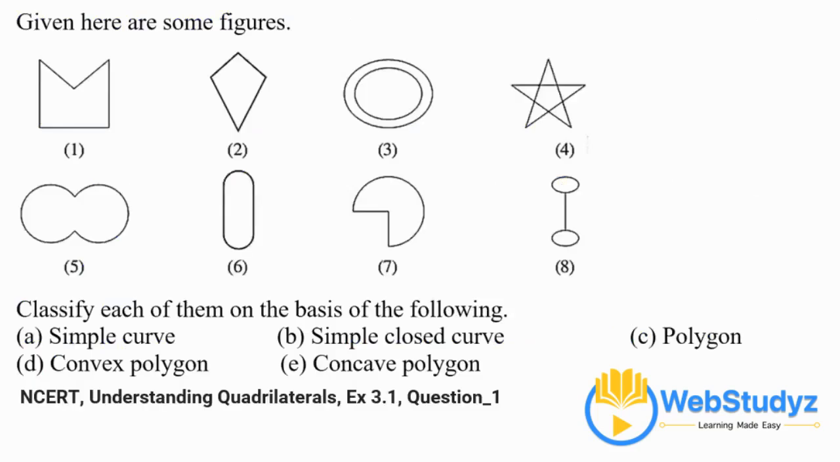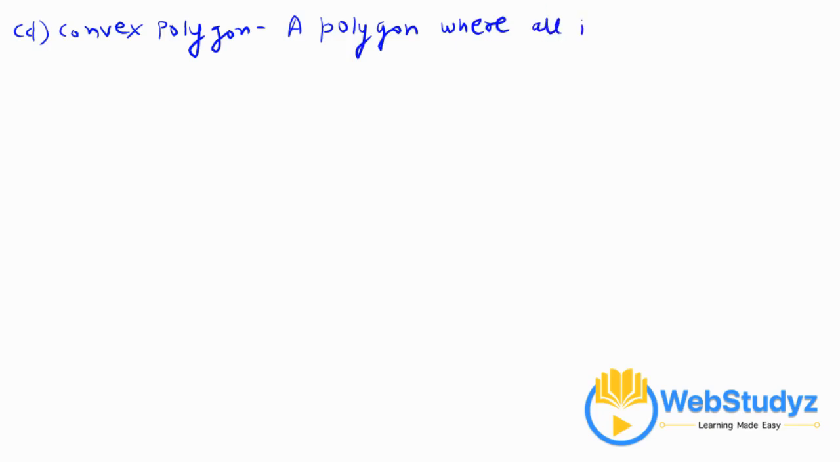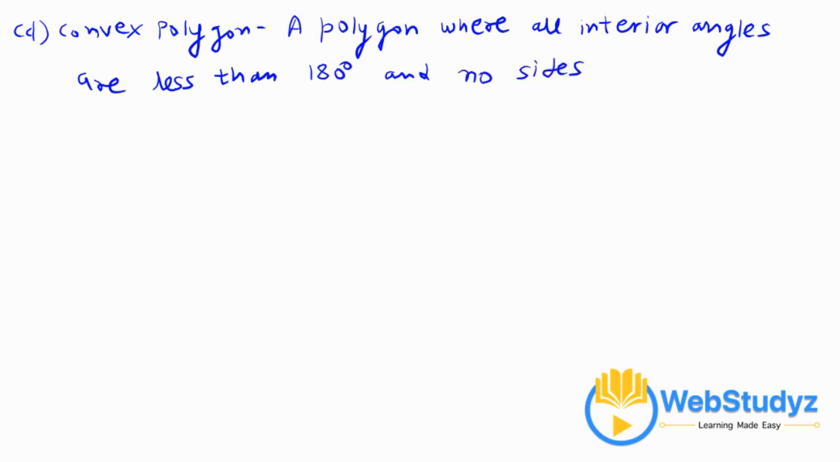And fourth is convex polygon. So convex polygon is a polygon where all interior angles are less than 180 degrees and no sides or vertices point inward.